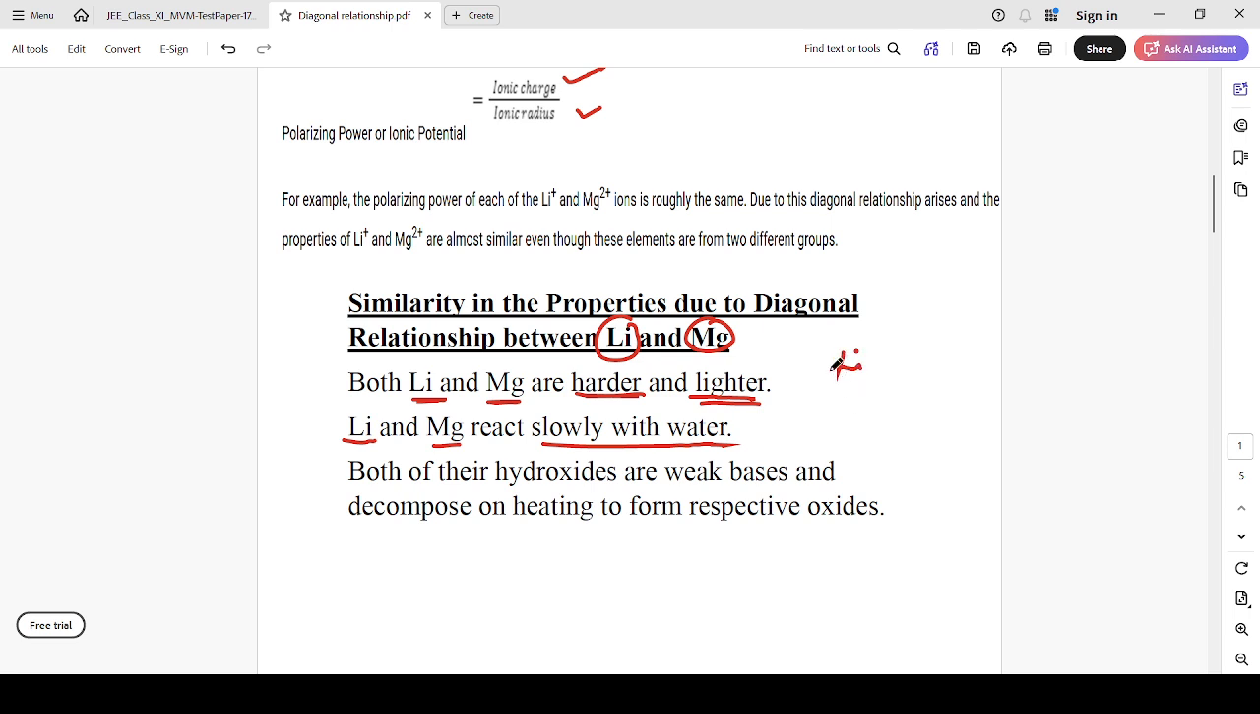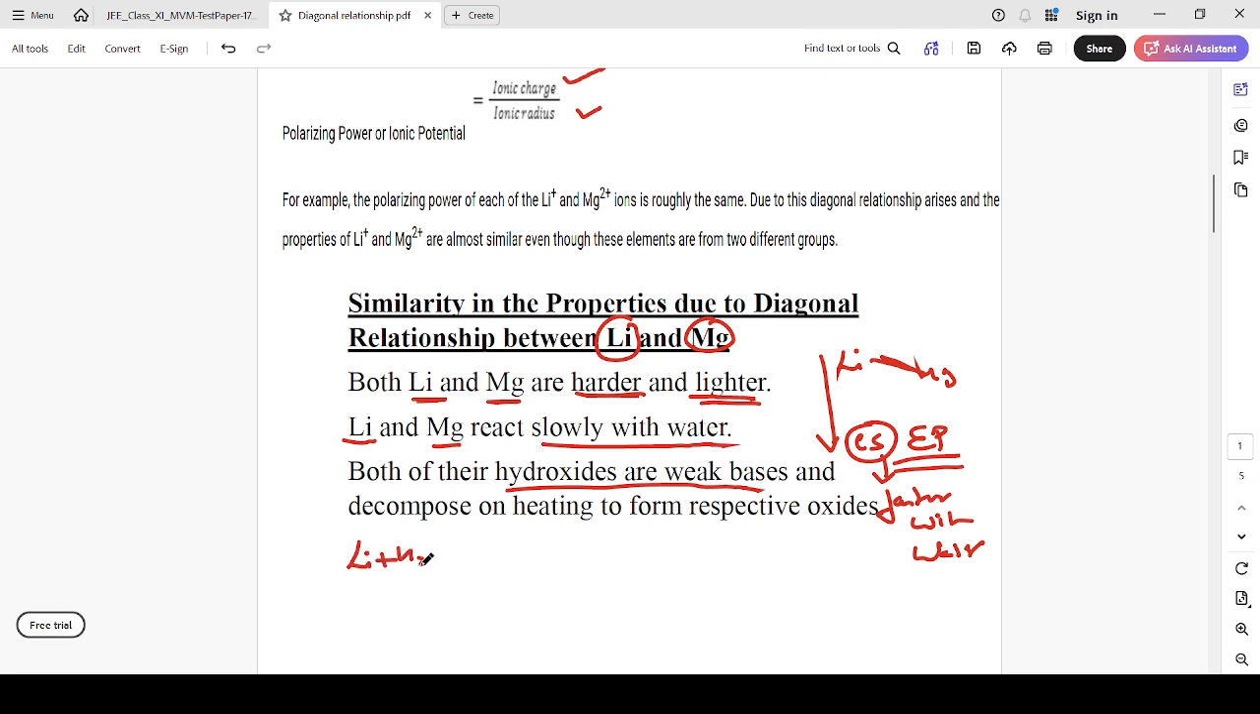As you go down the group from lithium to cesium, cesium is a highly electropositive element, so it reacts very fast with water compared to lithium itself. Similarly, magnesium shares the same phenomenon because of the diagonal relationship. Both of their hydroxides are weak bases. Lithium with water forms lithium hydroxide. Magnesium with water forms Mg(OH)2. Both form hydroxides, but they are not very strong bases.